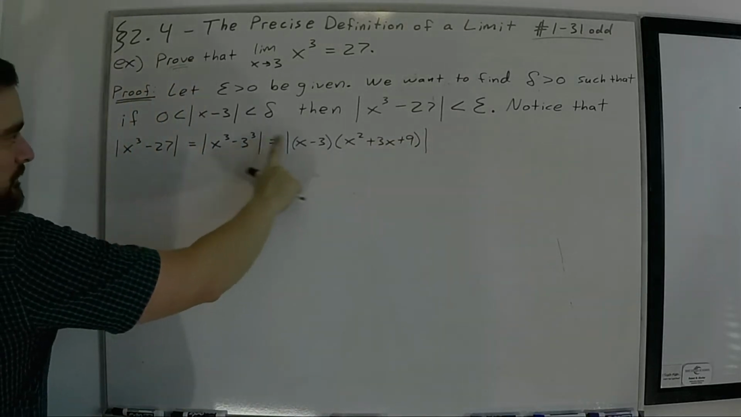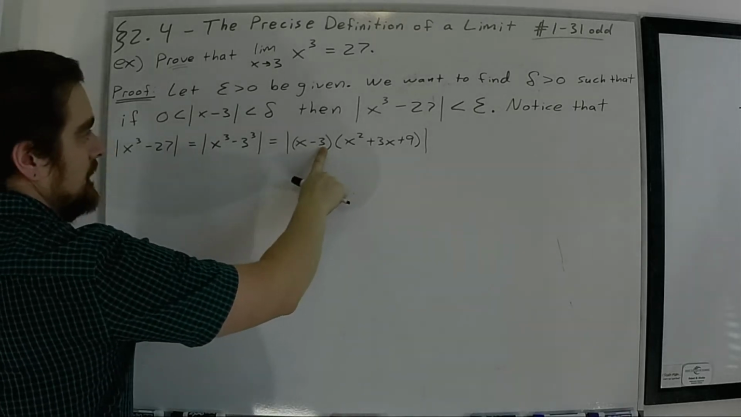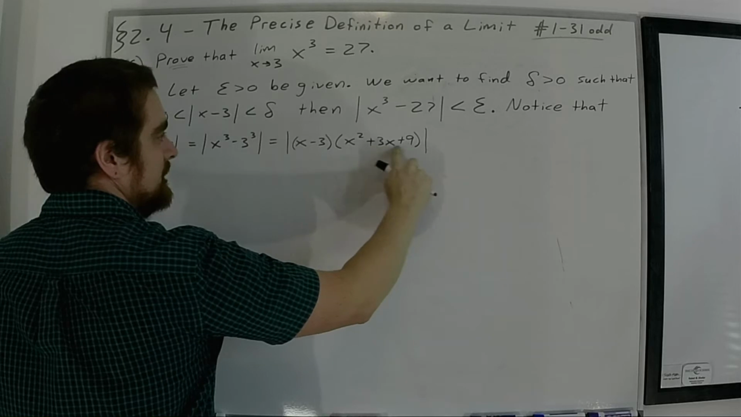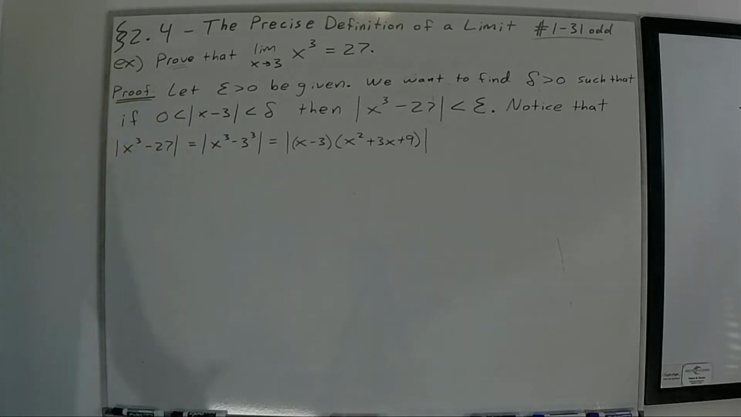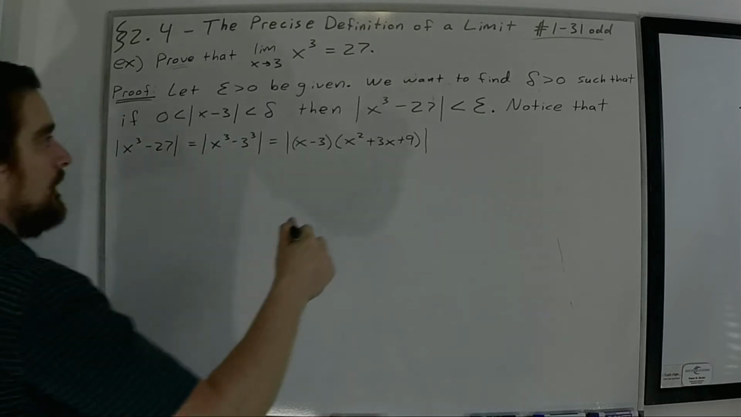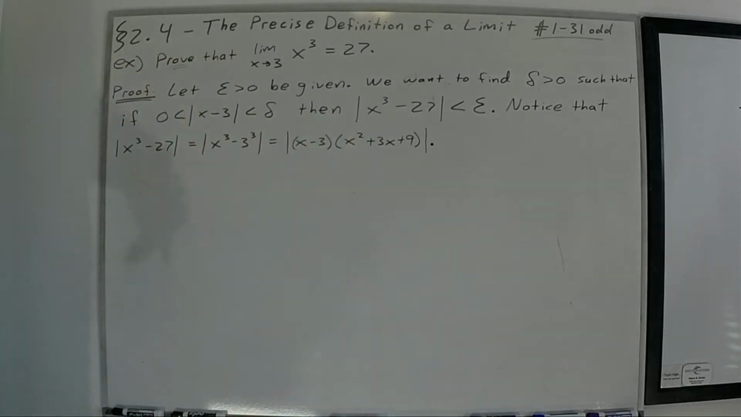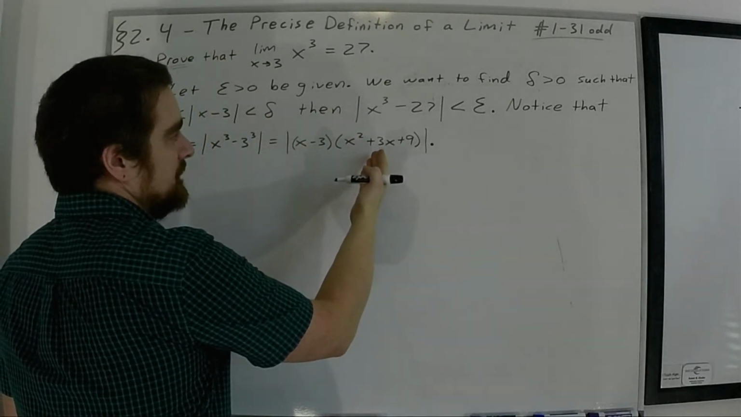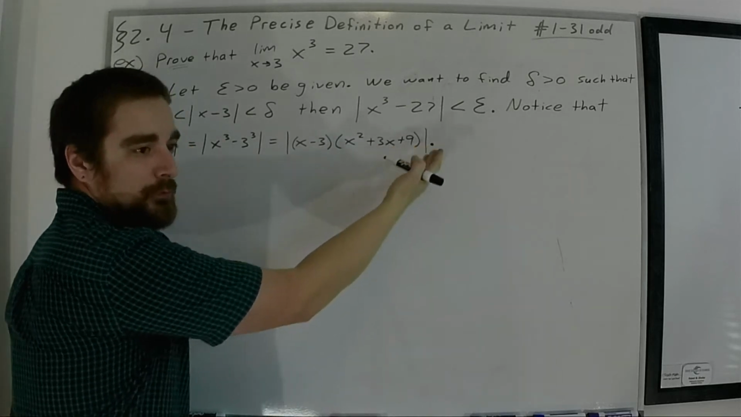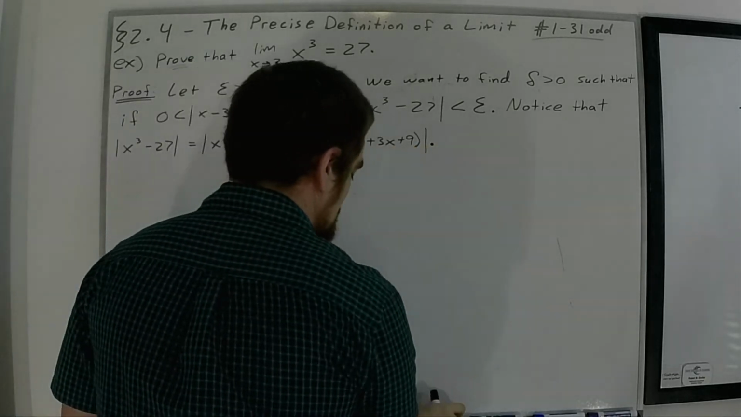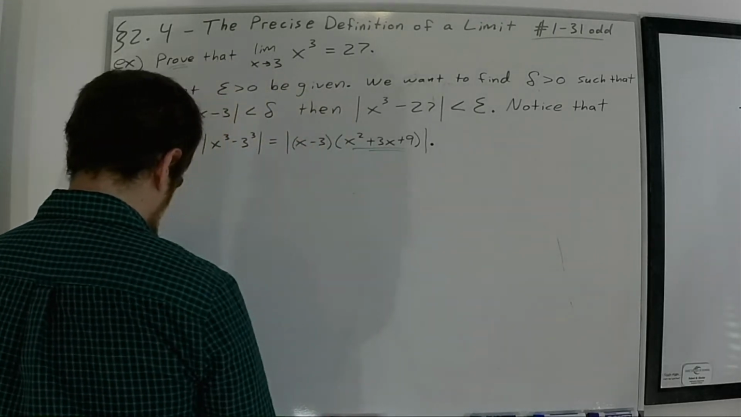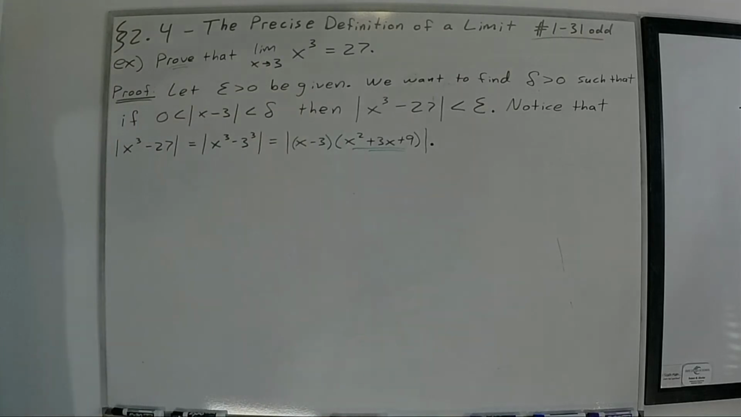Since it's a difference of cubes, there's x minus 3 as my first linear factor here, and then I get this irreducible quadratic factor. And so now I have these two different factors. I don't have a number that I can just pull out. I don't want to say that I'm going to choose delta to be epsilon over x squared plus 3x plus 9. This is giving me a little bit of a headache right now, because x can vary. It's a variable. So I have to introduce one more step to fight with this x squared plus 3x plus 9.